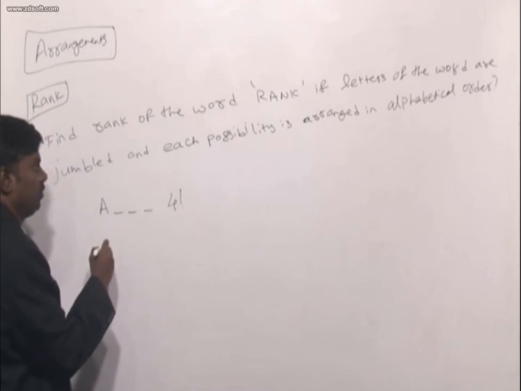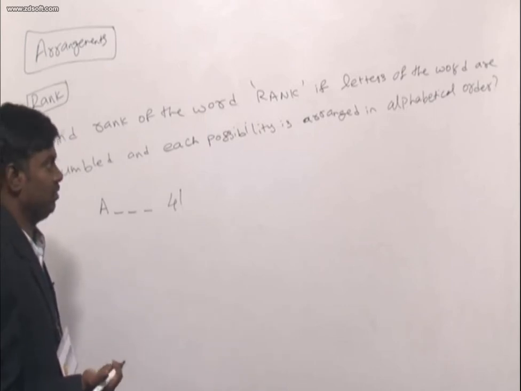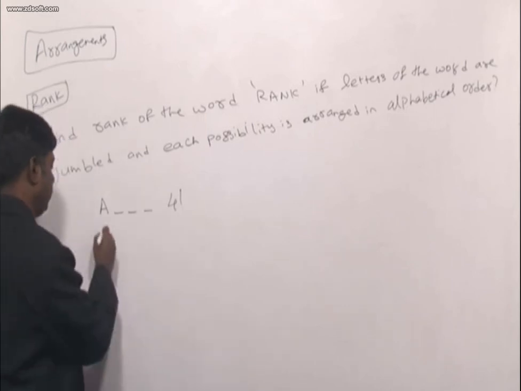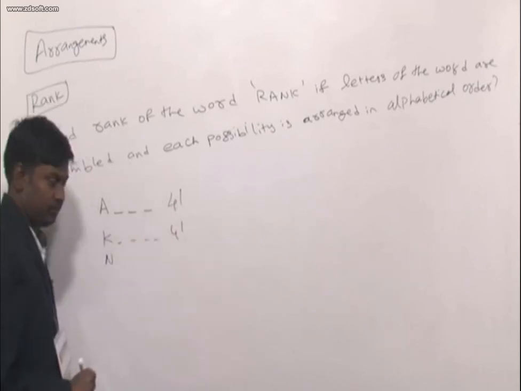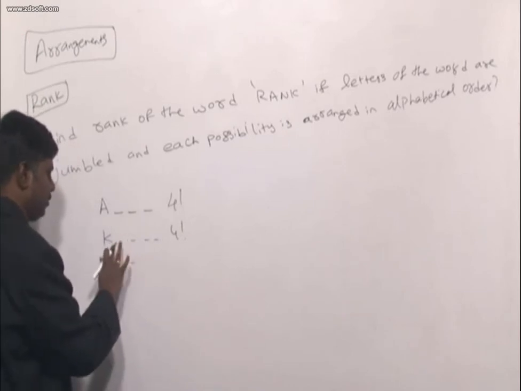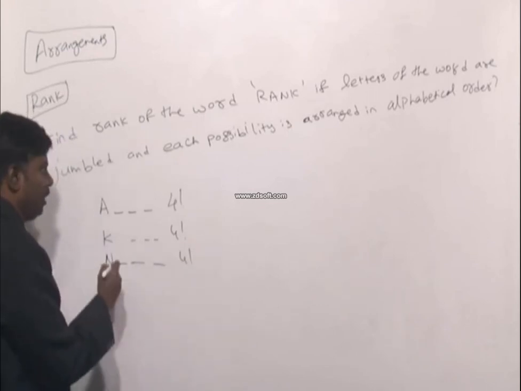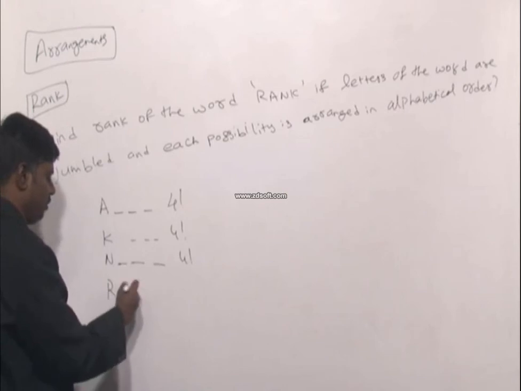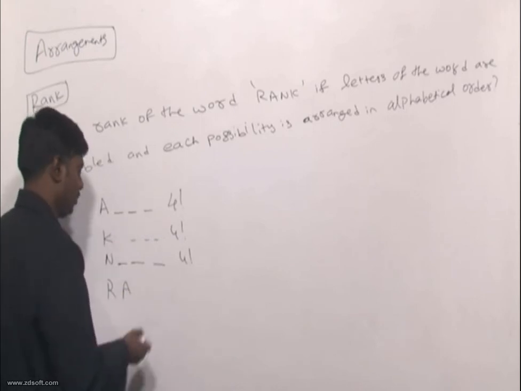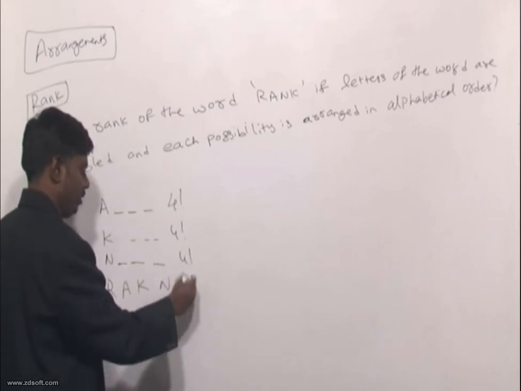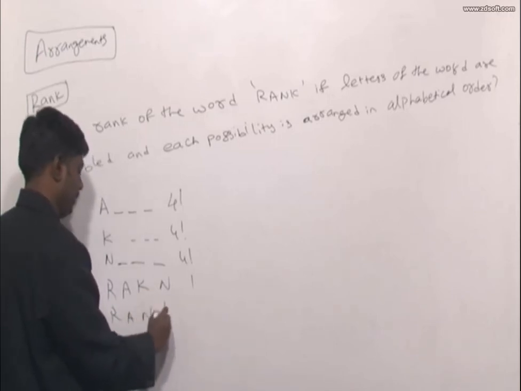Next, followed by the alphabetical order, A, B, C, D, E, F, G, H, I, J, K, followed by N, right? 4 factorial possibilities. N, 4 factorial possibilities, followed by R. Now with R, you have to be a bit more careful because rank starts with R. With R, A, what are the possibilities? Alphabetical order will be R, A, K, N, followed by R, A, N, K, right?